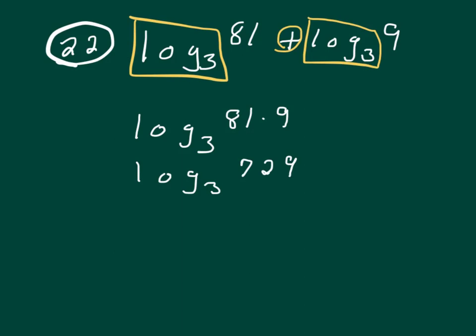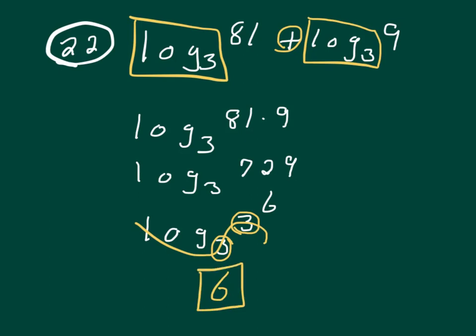Well, it turns out that 3 to the 6th power is 729. So I have log base 3 of 3 to the 6th power. And when you have the base of your log being the same as the base of the exponent, what happens? Yes, they log out, leaving you with 6 as a final answer. All right, that takes care of 22.